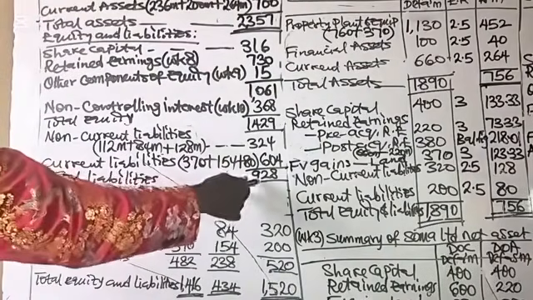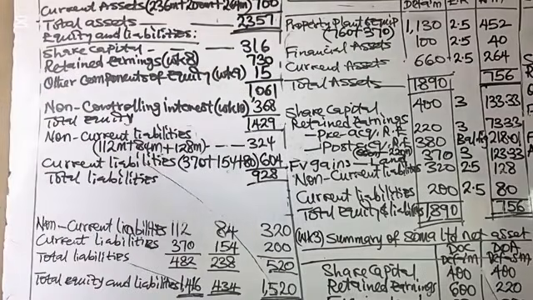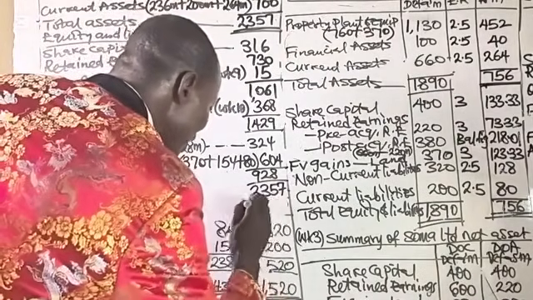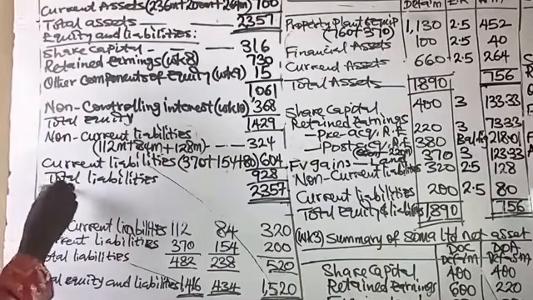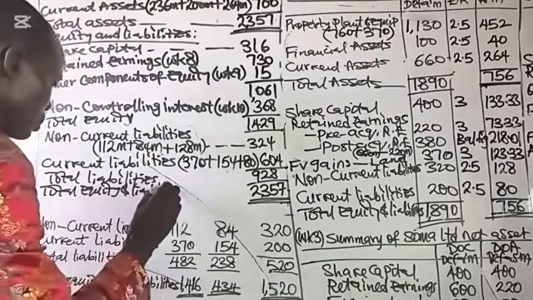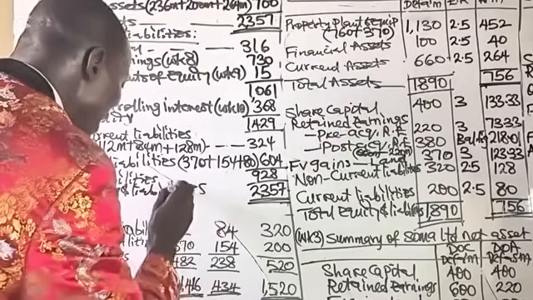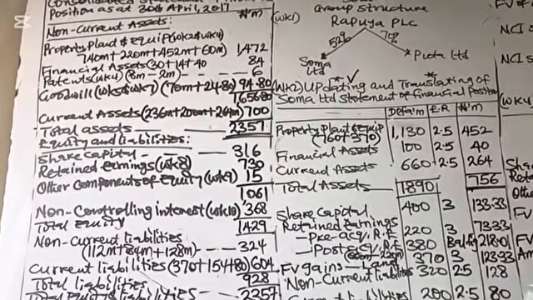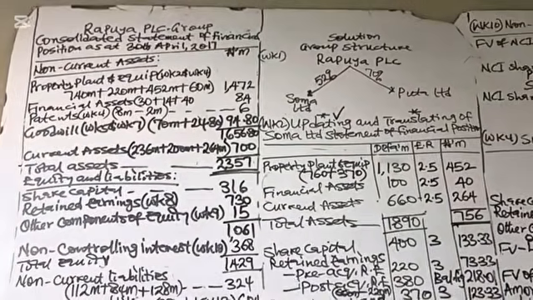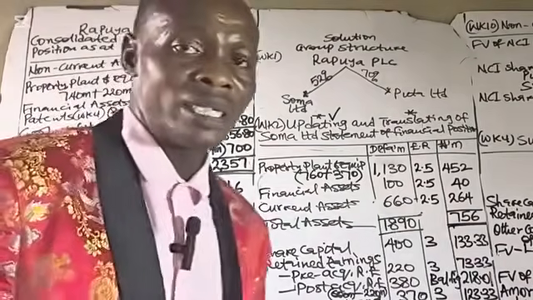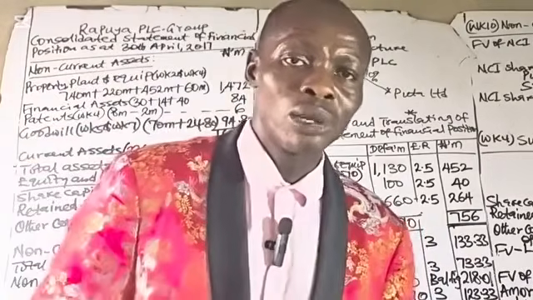If you add the total liabilities to total equity of 1429, we have 2357. This is the total equity and liabilities. So if you compare these total equity and liabilities with the total assets, you can see that they are the same. It is the same as the total asset of 2357. This marks the end of the solution to the question.